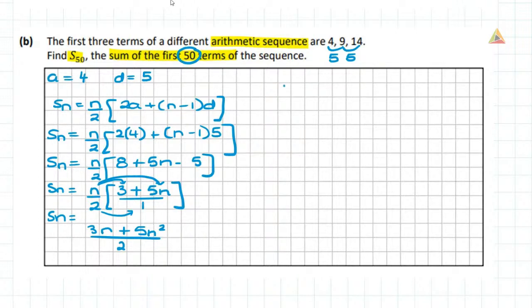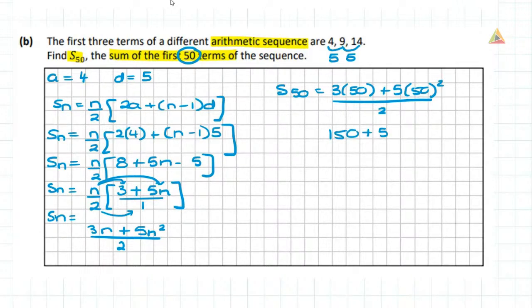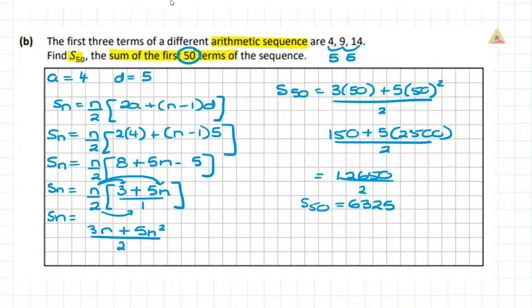And they've asked me to find the first 50 terms. So we're going to sub in 50 everywhere we have an n, so 3 times 50 plus 5 times 50 squared, all over 2, and that's going to give me 150 plus 5 times 2,500, all over 2. And when we put that into the calculator, I'm going to get 12,650 over 2, which gives me that S50, the sum of the first 50 terms, is 6,325. So there are the first two formulas that we come across on our arithmetic sequences from page 22 of our tables.